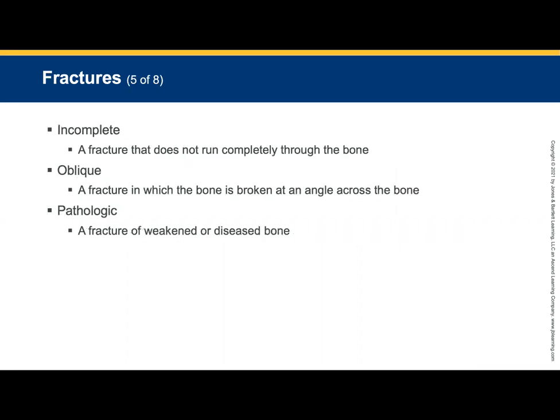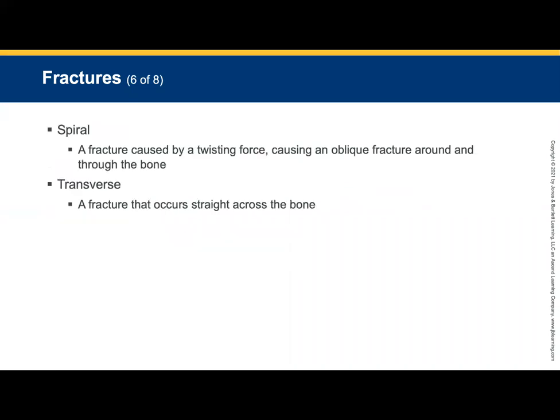An incomplete fracture is a fracture that does not run through the bone. Oblique is a fracture in which the bone is broken at an angle across the bone. A pathologic is a fracture of a weakened or diseased bone generally produced by minimal force. A spiral is a fracture caused by a twisting force, causing the oblique fracture around the bone and through the bone. A transverse is a fracture that occurs across the bone. Ooh, those just sound super painful.